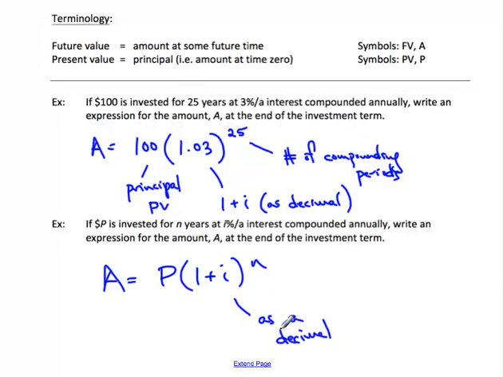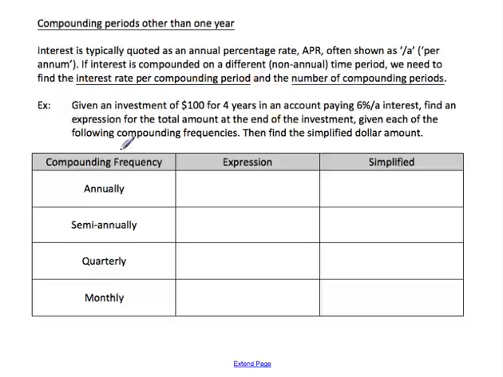If we go back to this expression, remember we said that this number here is the number of compounding periods, not the number of years. And this interest rate here is the interest rate per compounding period. So let's do an example. Given an investment of $100 for 4 years in an account paying 6% per annum interest, find the expression for the total amount at the end of the investment given each of the following compounding frequencies. And then let's simplify to find the dollar amount.